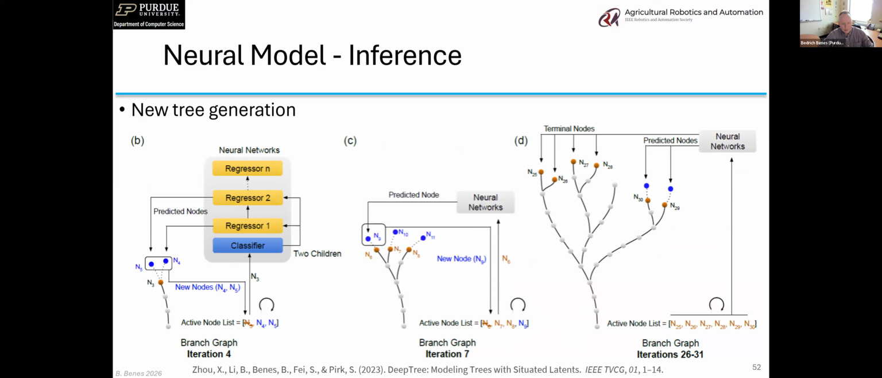Now at inference time, what we do is that we take a bud that is here indicated as N3, and we run it through the classifier and then regressor 1, regressor 2, that gives us some possible nodes. And then we take the nodes and we put them in the queue.